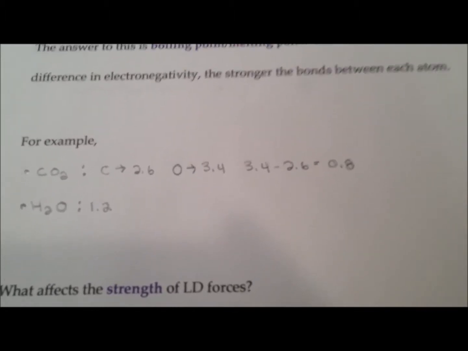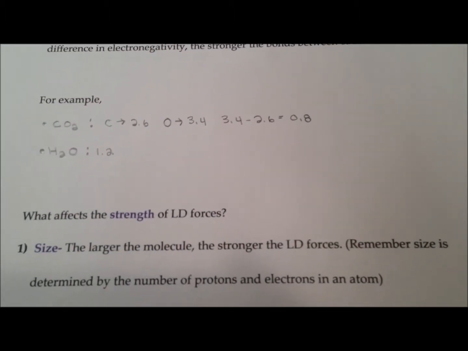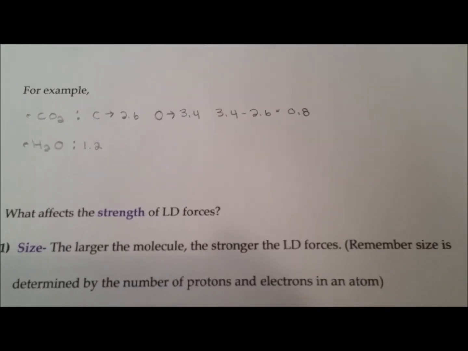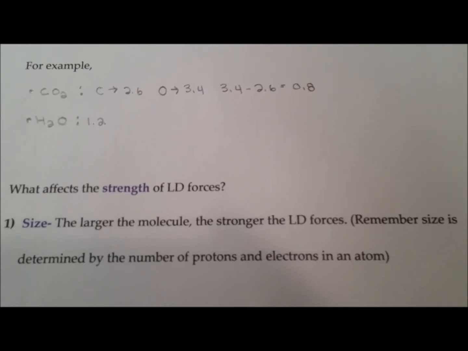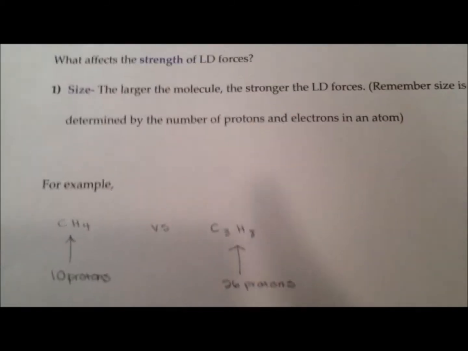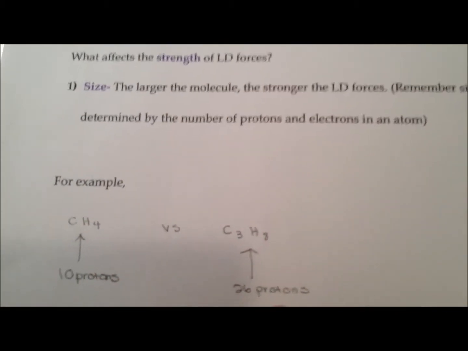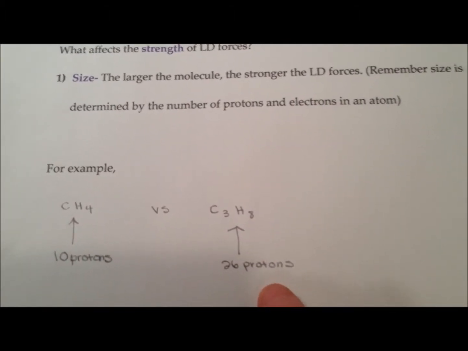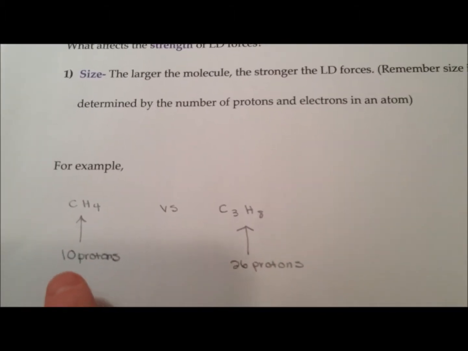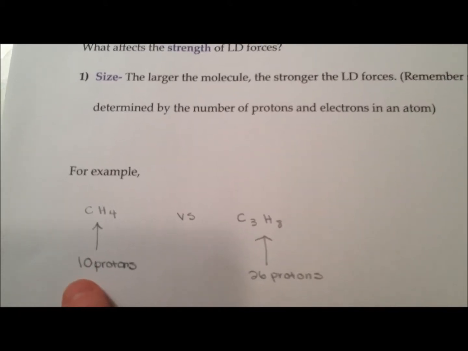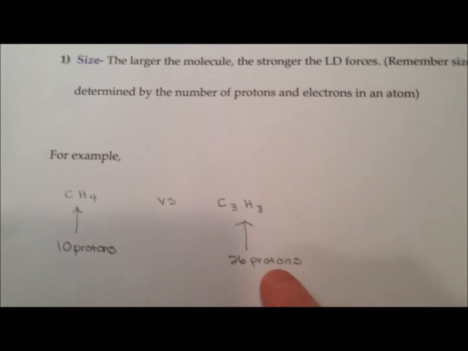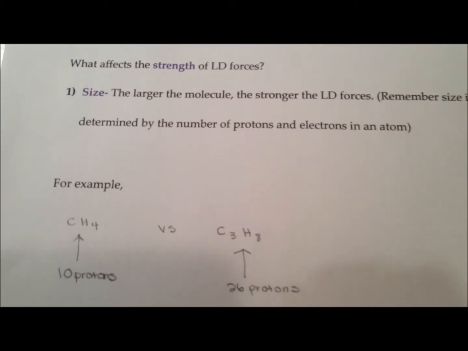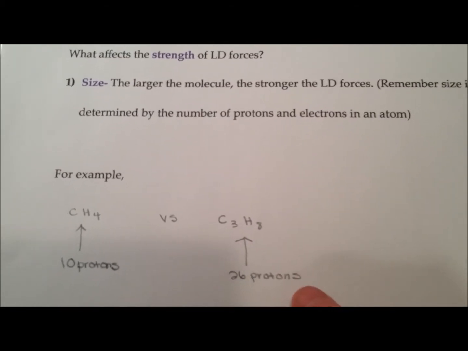What affects the strength of London dispersion forces? First, size. The larger the molecule, the stronger the London dispersion forces. Remember, size is determined by the number of protons and electrons in an atom. For example, CH4 versus C3H8. CH4 has 10 protons, and C3H8 has 26 protons. So CH4 has 10 electrons, and C3H8 has 26 electrons. Therefore, C3H8 is bigger, so therefore it has stronger London dispersion forces, and therefore a higher boiling point.